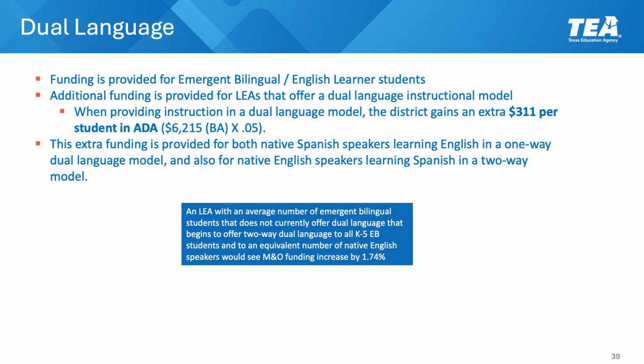With dual language, additional state funding is provided for emergent bilingual and English learner students. Additional funding is provided for LEAs that offer a dual language instructional model, which could result in an extra $311 per student in ADA. The extra funding is provided for both native Spanish speakers learning English in a one-way or dual language model, and also for native English speakers learning Spanish in a two-way model.